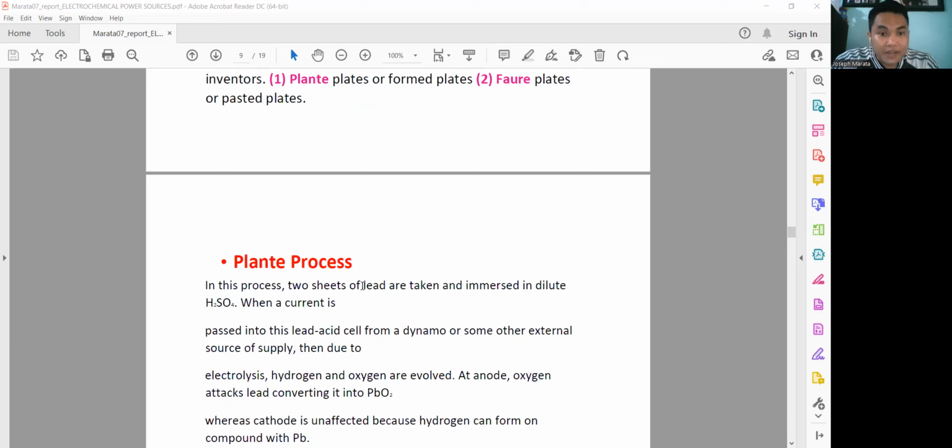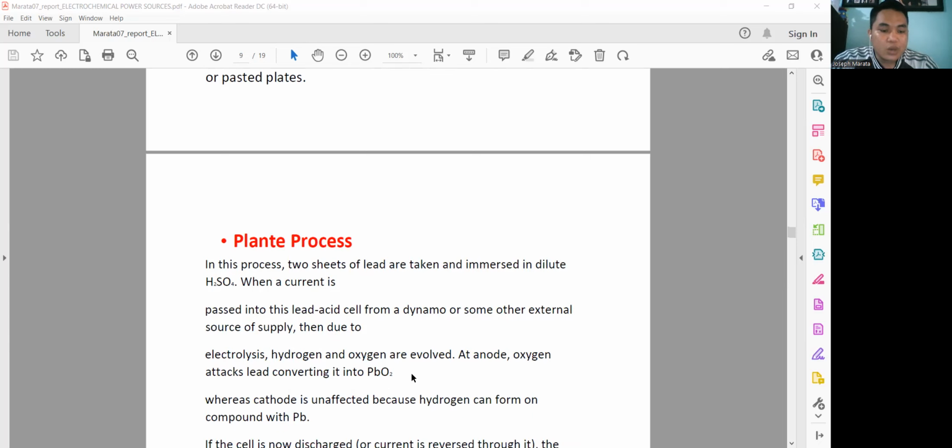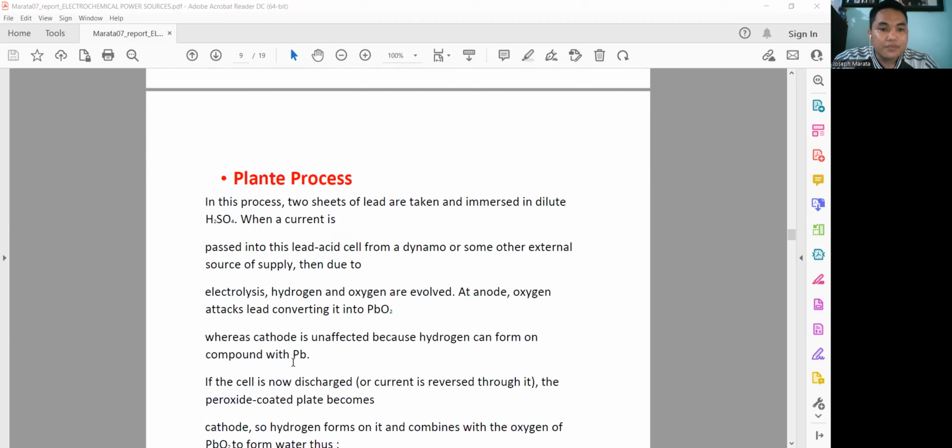Plante process. In this process, two sheets of lead are taken and immersed in dilute H2SO4, which is sulfuric acid. The current is passed into this lead acid cell from a dynamo or some other external source of supply. Then due to electrolysis, hydrogen and oxygen are evolved. Oxygen attacks the lead at the anode, converting it into PbO2, which is lead peroxide, whereas the cathode is unaffected because hydrogen cannot form a compound with Pb.